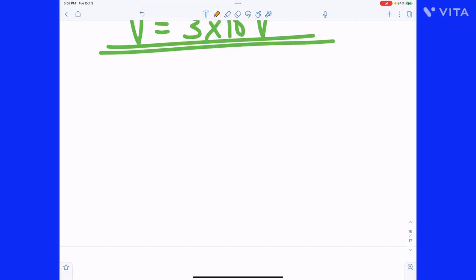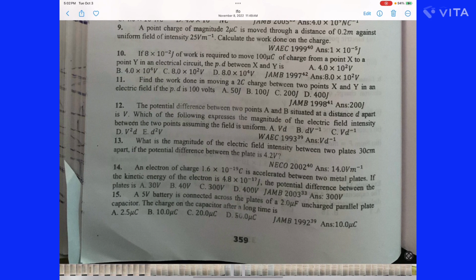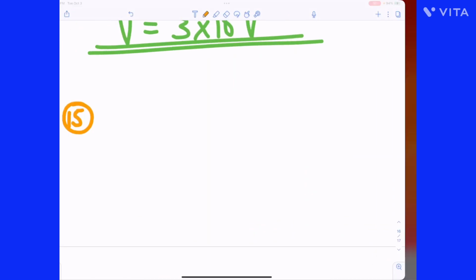Question 15. What's in question 15? It says a 5-volt battery is connected across the plates of a 2 microfarad uncharged parallel plate capacitor. The charge on the capacitor after a long time is... okay, a 5-volt battery is connected across a 2 microfarad capacitor.